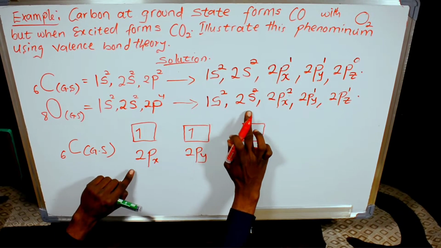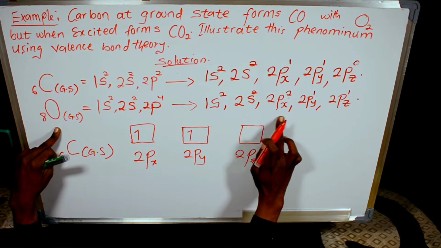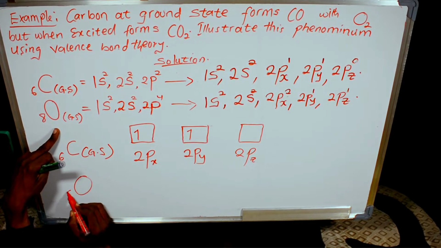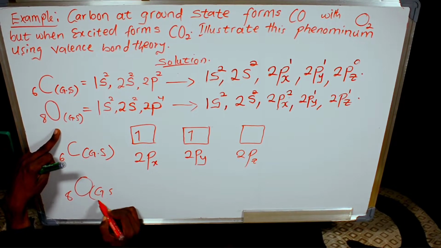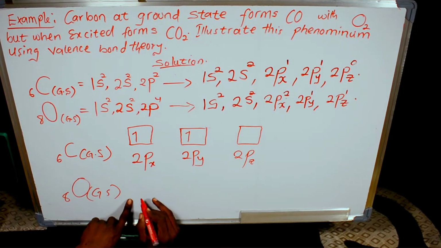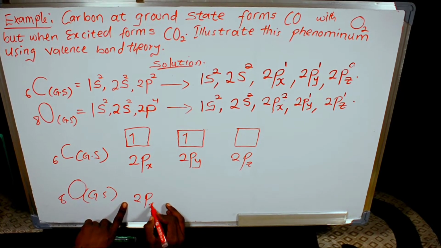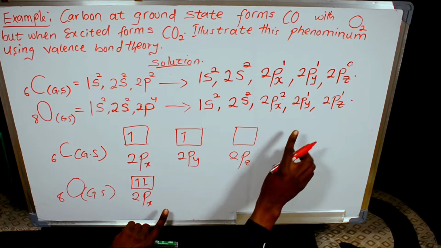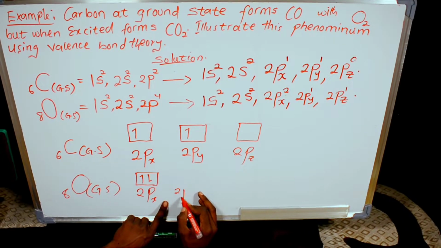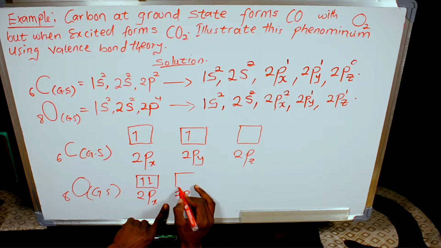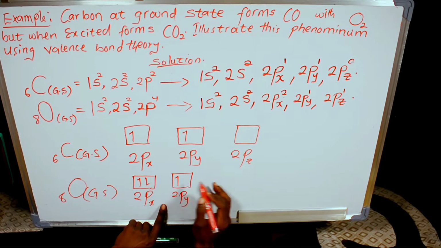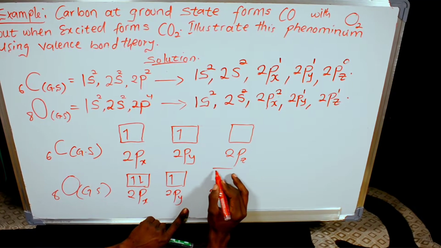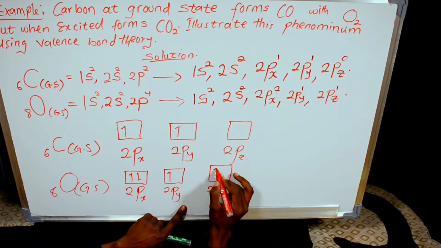For the oxygen now, we go for the p orbitals in its ground state. So now let's bring them down. Oxygen in its ground state. We have 2px, a box containing 2 electrons under px, then 2py, a box also containing a single electron under the py, then 2pz, a box also containing a single electron.